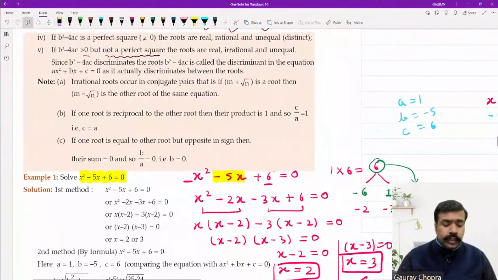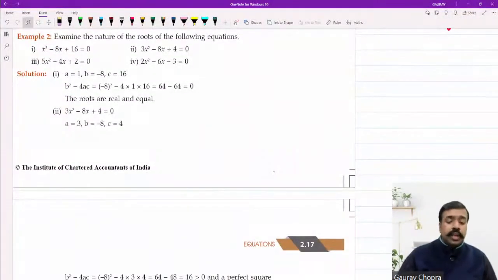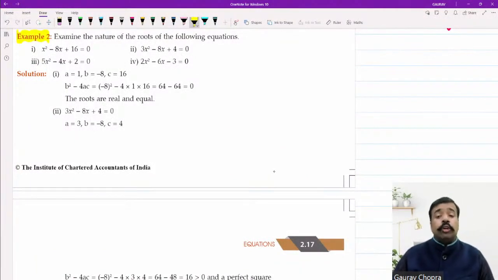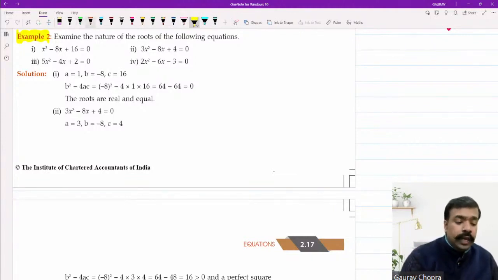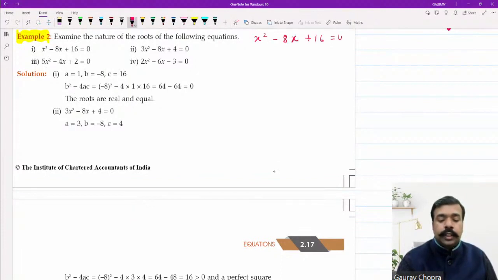Now, let's come towards the questions so that we will get the clarity. Now we are discussing example number 2. Examine the nature of roots of the following equations. So we have some equations and we have to judge what kind of roots are there. So let us take the first one. The first one says x square minus 8x plus 16 is equal to 0. So this is the equation.